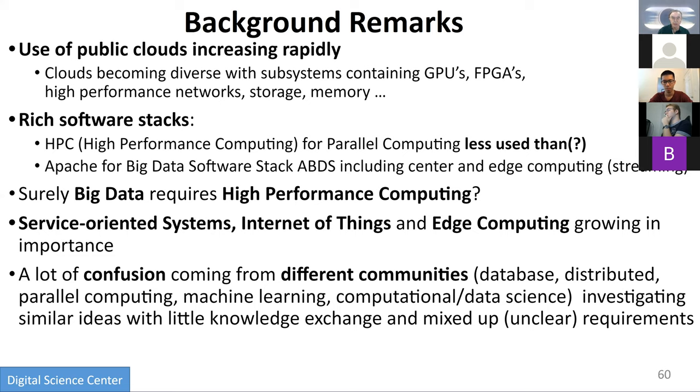But now it's changed because we now have this very sophisticated machine learning that starts taking a lot of computer time. And so the public clouds are now actually pretty similar to supercomputers. They still have what you might call the commodity parts, but they have parts of it which are quite like supercomputers.